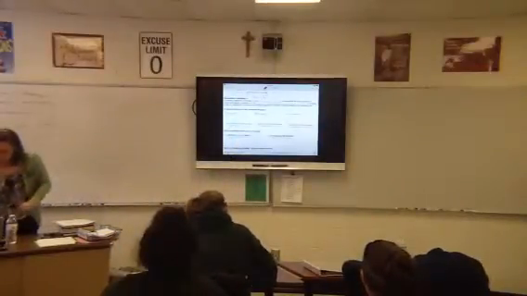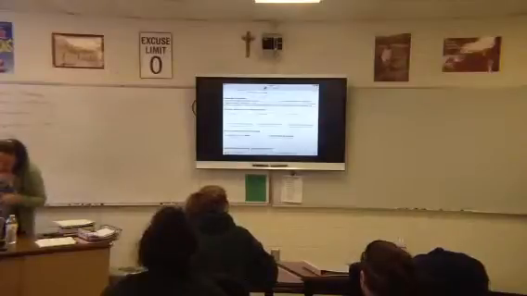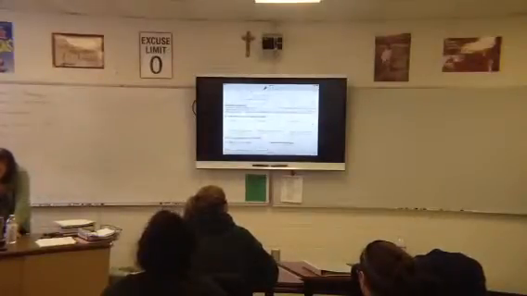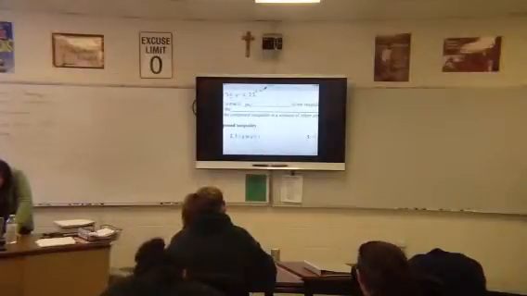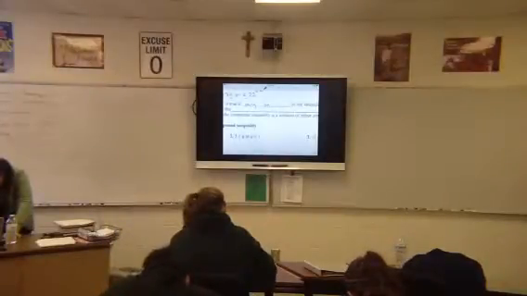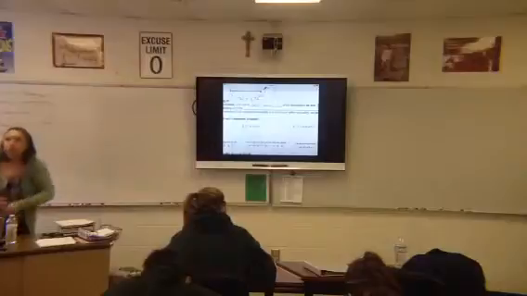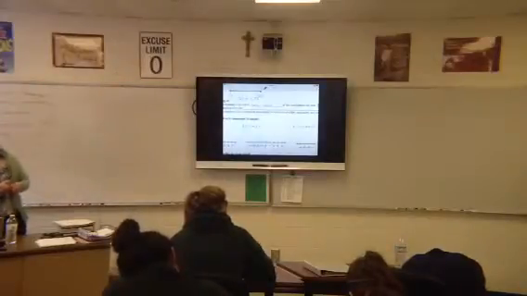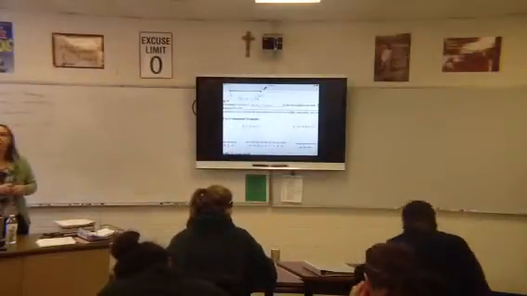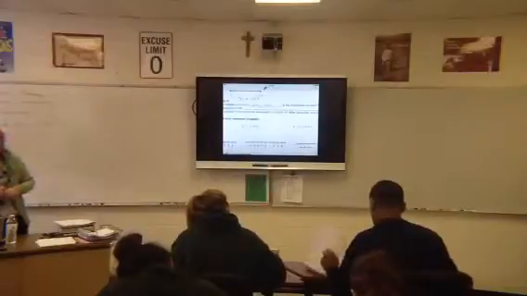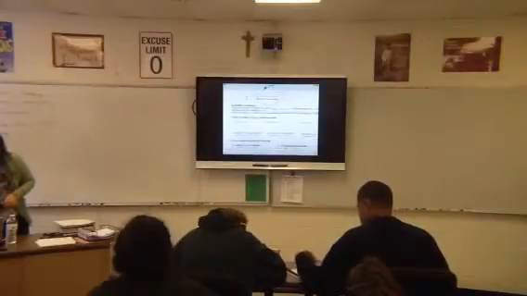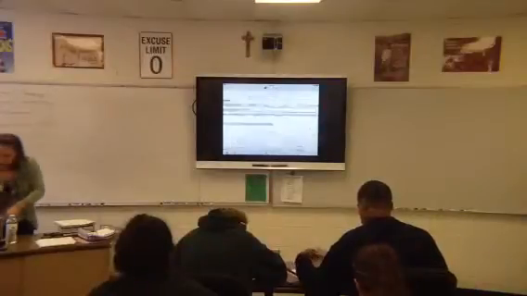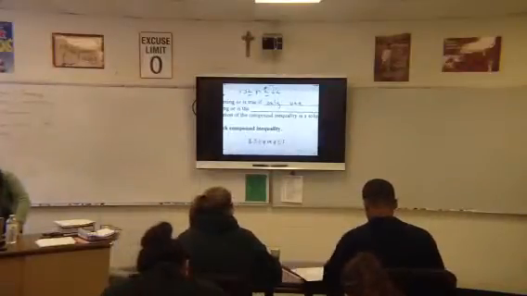All right, so a compound inequality containing OR is true if only one of the inequalities is true. So the number only has to be true for one or the other. It does not have to be true for both. The graph of a compound inequality containing OR is called a union.